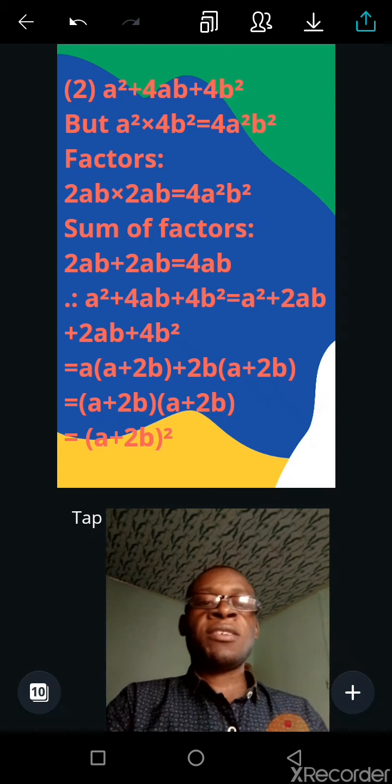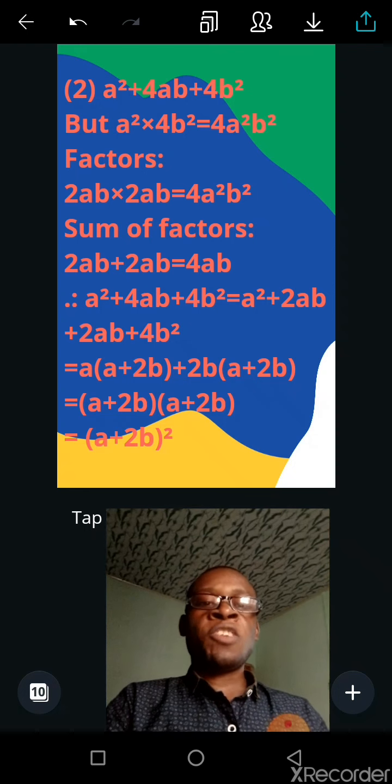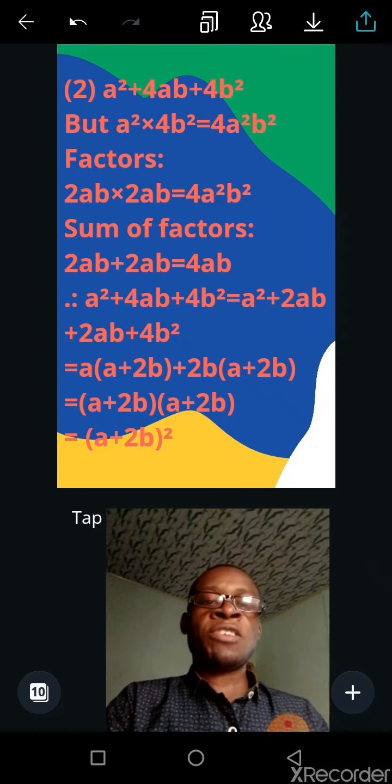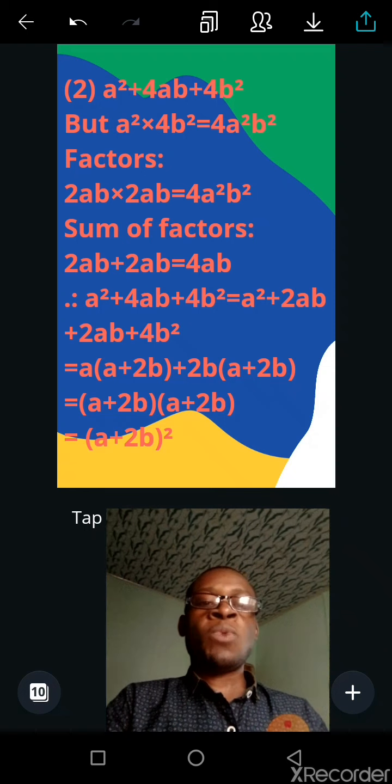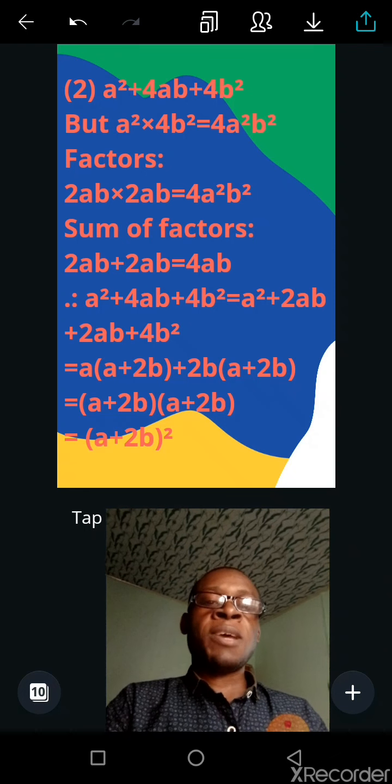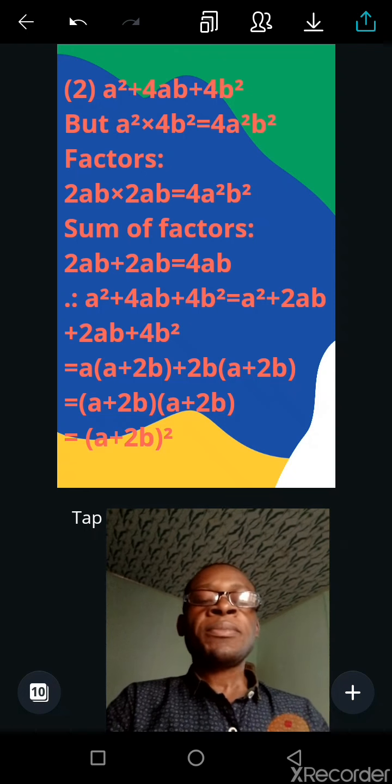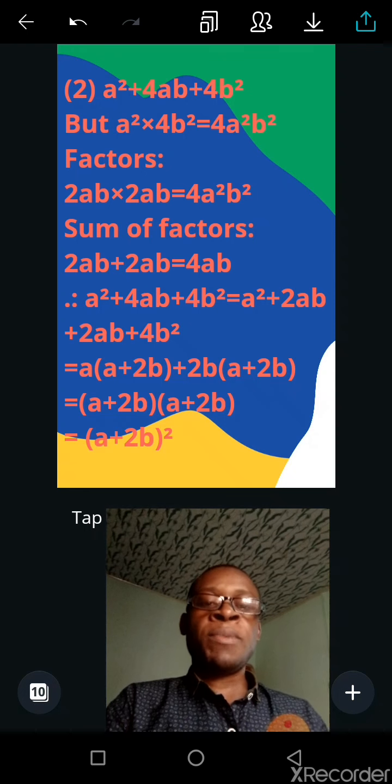Close the bracket. Then we now bring down one expression out of the 2 expressions in the 2 brackets since they are the same. Then we now also pick the first term before the first bracket and the term before the second bracket, put them into a bracket. Then if you multiply them, you have a plus 2b raised to power 2. That is perfect square.